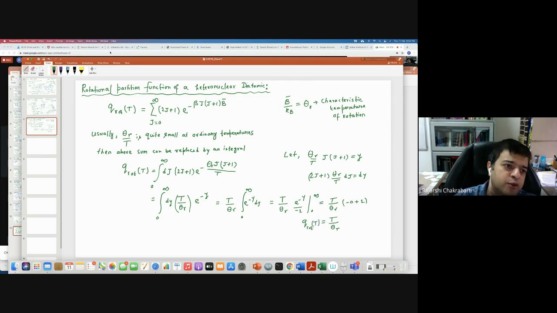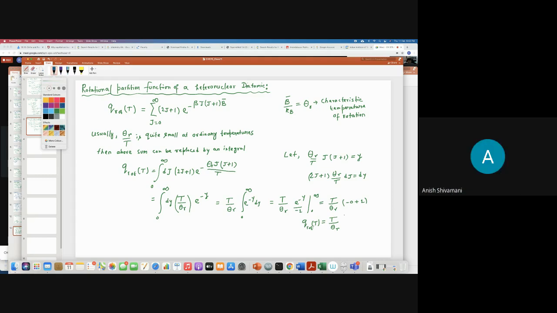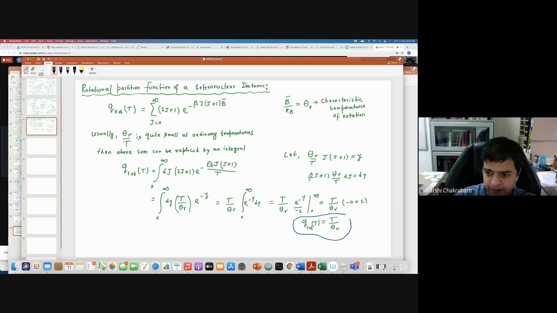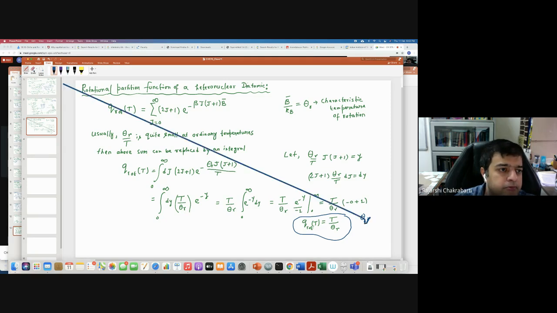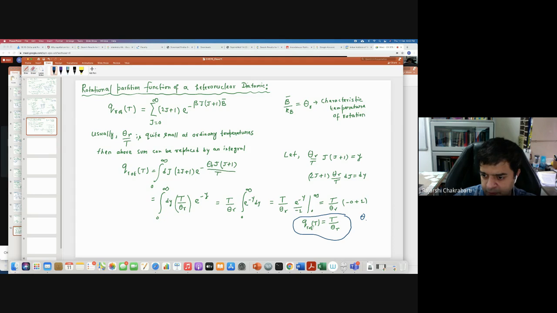So this expression is valid when? When the temperature is high enough. So basically your temperature has to be very high. So it basically means this is the high temperature limit, no?